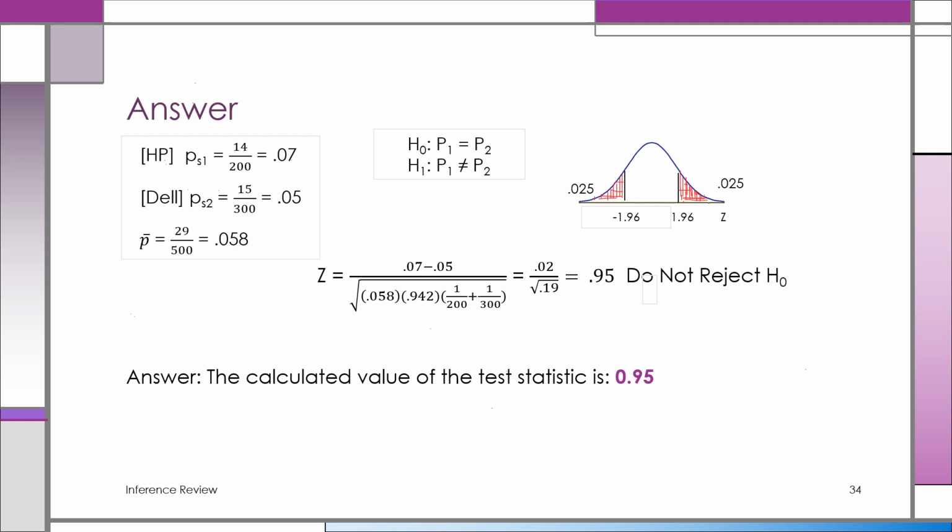Again, you'd reject H0 if it's higher than plus 1.96. 0.95 is not higher. So even though it looks like it's different, this can be attributed to sampling error. So we say the difference between the two proportions is not significant. It's a not significant difference, and the calculated value of the test statistic, Z in this case, is 0.95.